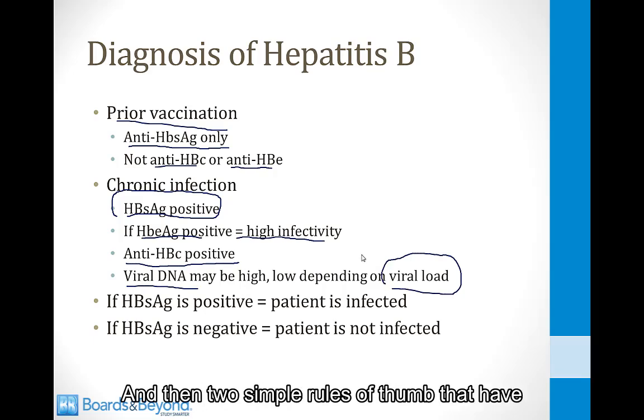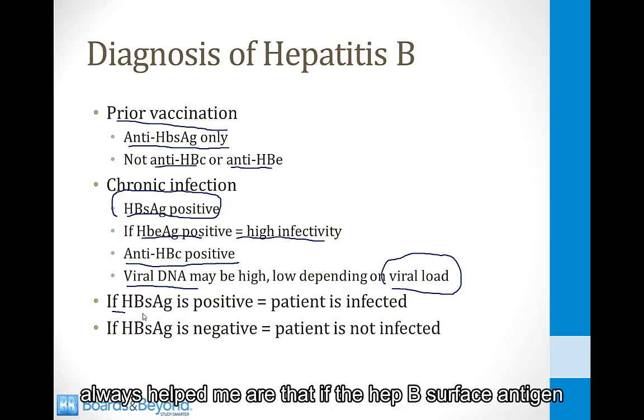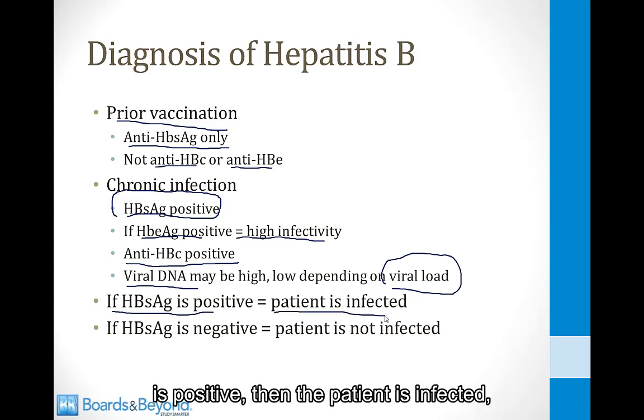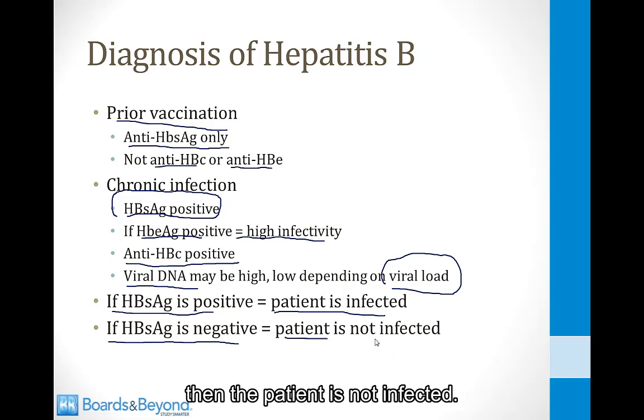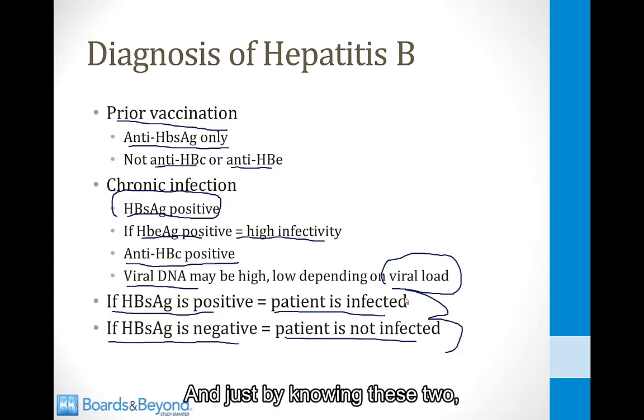And then two simple rules of thumb that have always helped me are that if the Hep B surface antigen is positive, then the patient is infected. It may be acute or chronic, but they are definitely infected. And if the Hep B surface antigen is negative, then the patient is not infected. And just by knowing these two, you can often narrow down the answer choices in a board question.